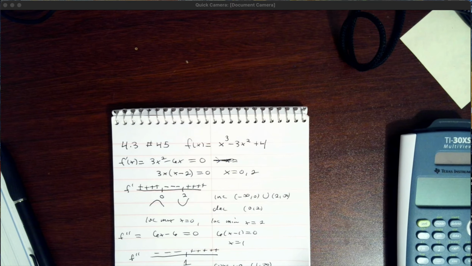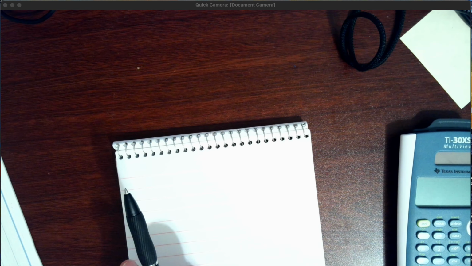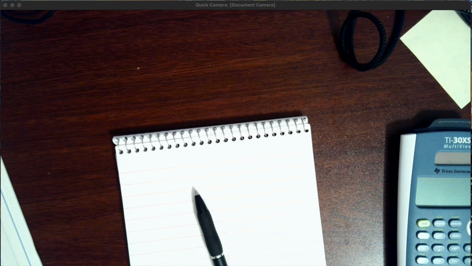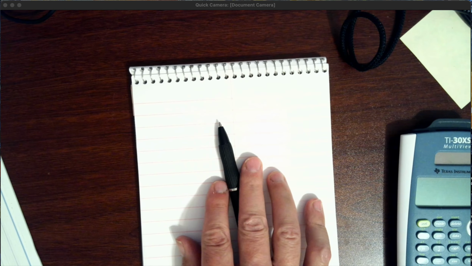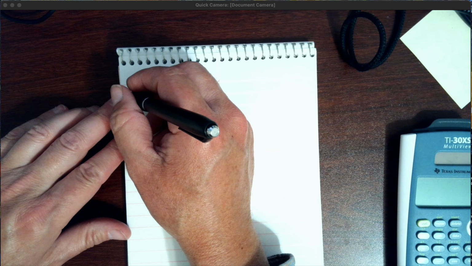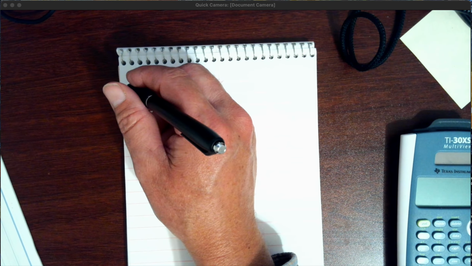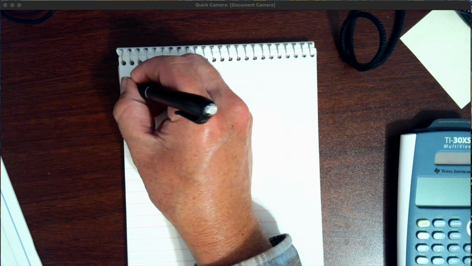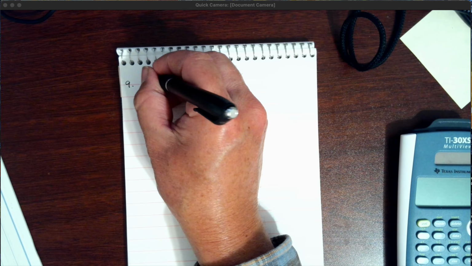We finished section 4.3. Let's do a quick optimization problem. So section 4.5, 4.7. Oh no, sorry, I skipped L'Hopital's rule. All right, so L'Hopital's rule. For L'Hopital's rule, let's do two problems. So let's try number 9. So this is section 4.4.